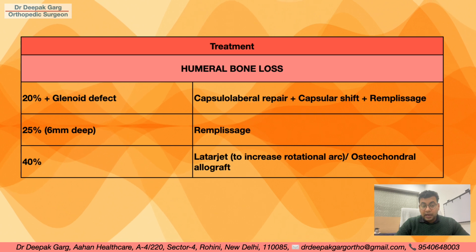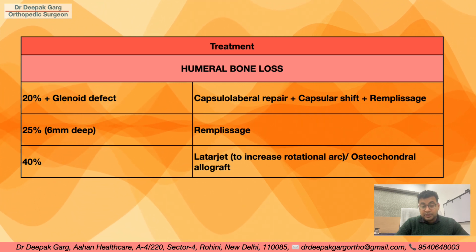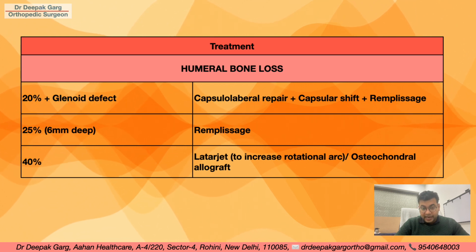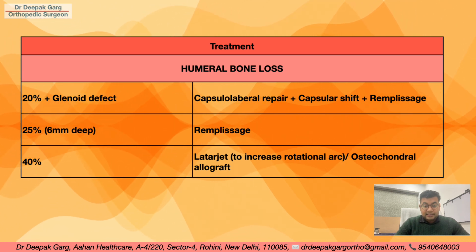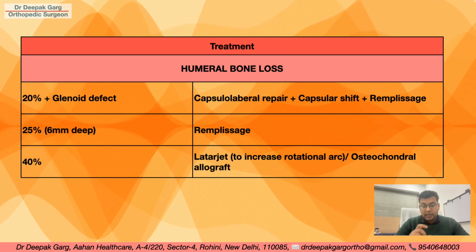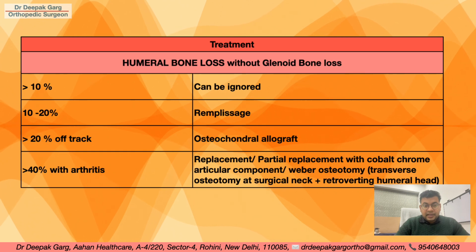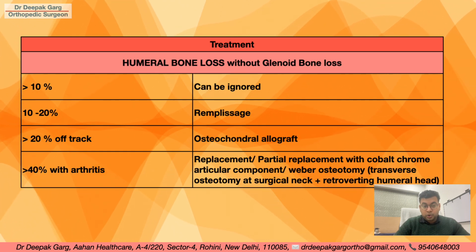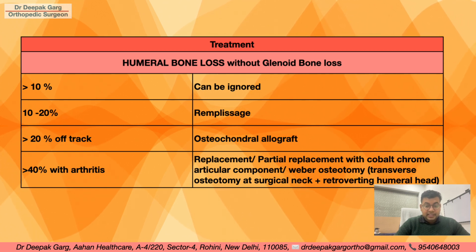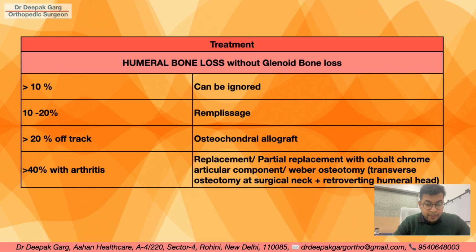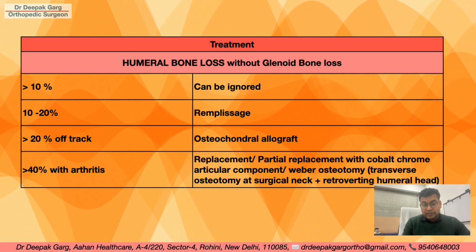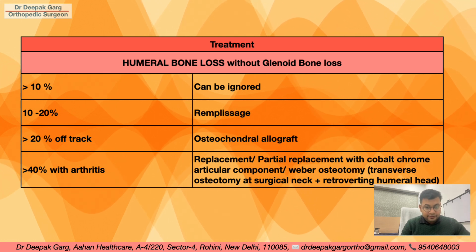And if the bone loss on the humeral side is approximately 40%, then we go for Latarjet to increase the rotational arc of the humerus, and we can go for an osteochondral allograft for reconstruction of the humeral bone loss. Now if there is bone loss only on the humeral side without bone loss on the glenoid side, only the Hill-Sachs lesion with no Bankart's lesion, then if the bone loss is less than or equal to 10%, we can ignore it. We may not do anything.